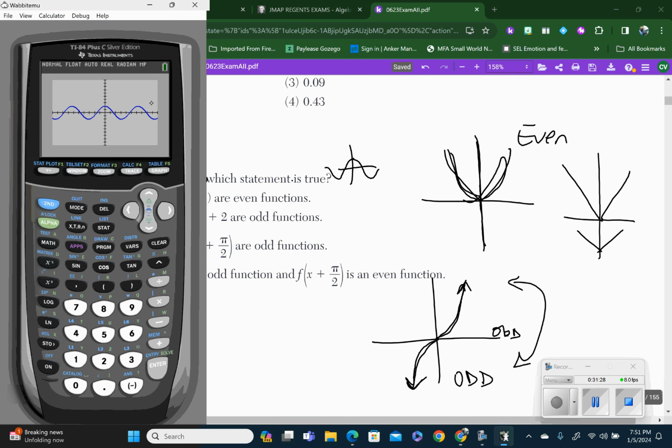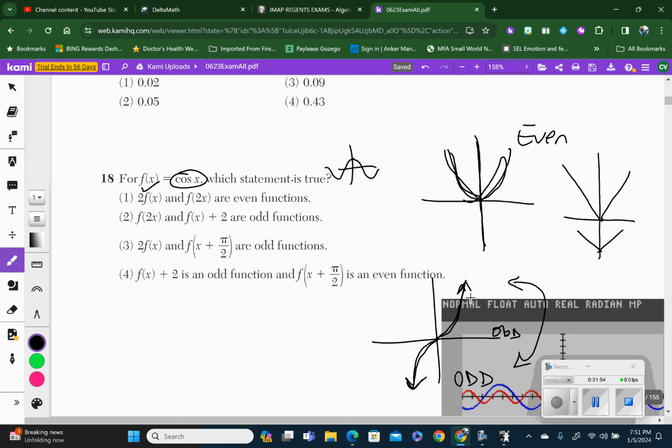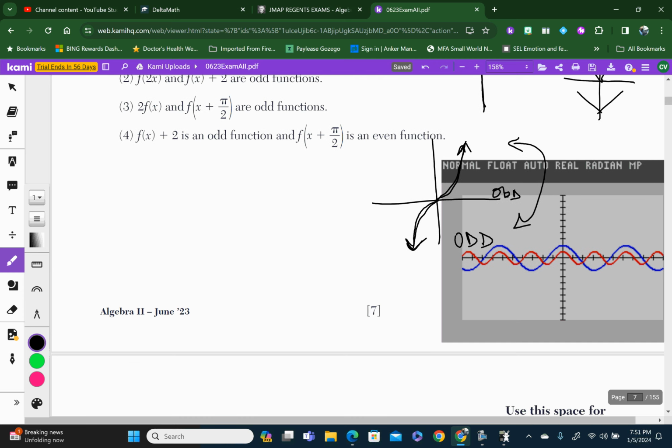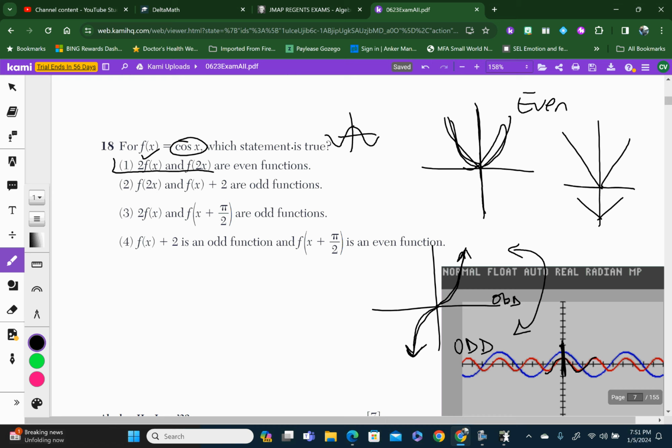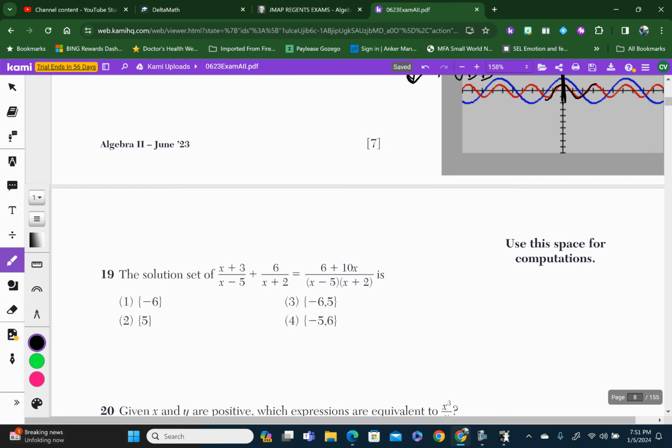Good. So now I want to see f of 2x. So I'm going to go back here, and under y2, I'm going to do cosine of 2x. Close those parentheses, hit graph. This is my red one. Is my red function also an even function? And boom, it is. Because if I take this function and split it right where the y-axis is, it looks exactly the same on the left and the right. So both of them are even functions, so I can actually stop right there and I'm done.